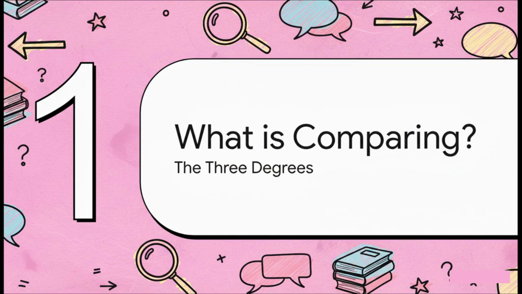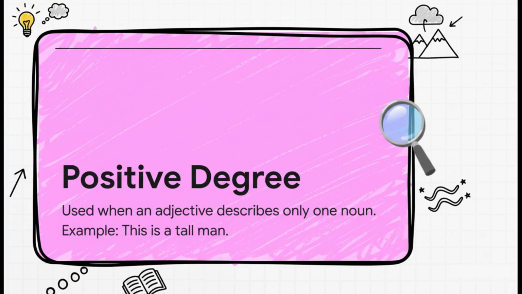When we're comparing stuff, there are basically three different levels, or what we call degrees. I like to think of it like turning up the volume on a word. Okay, so the first level is what we call the positive degree. Don't let the name fool you. It's super simple. It's just the normal, basic adjective, like tall. You use it when you're just describing one thing. No comparison happening at all. For instance, this is a tall building. Easy, right? Simple as that.